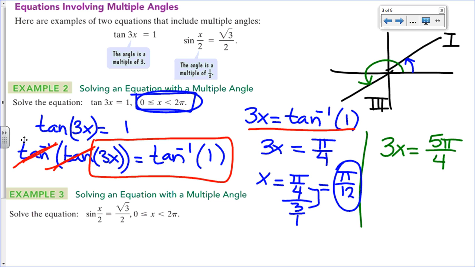For this one here, we do the same thing. Divide by 3. And we will get 5 pi over 12.